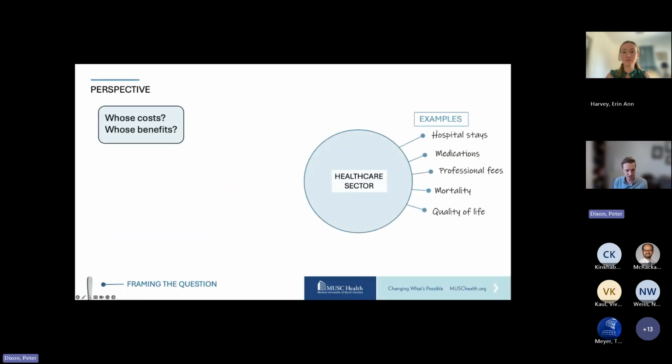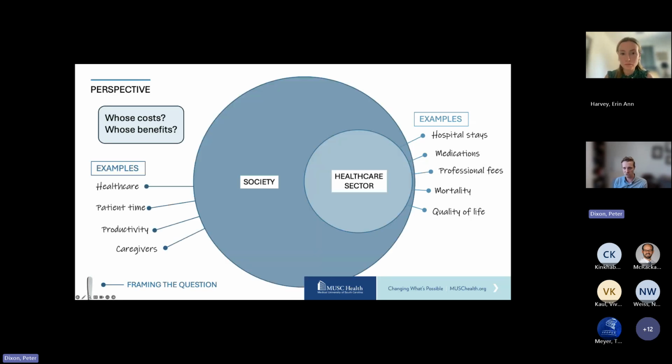So first, the framing the question piece. The very first question that is asked in a cost effectiveness study is, whose opinion are we talking about? Who cares? I don't mean to imply that no one cares, but whose consequences are we considering? Most often, this is the healthcare sector or healthcare system. But sometimes we do take a broader perspective of the entire society, and we consider things outside of healthcare, like the time and productivity and opportunity cost of time, and influence on caregivers and dependents as well.